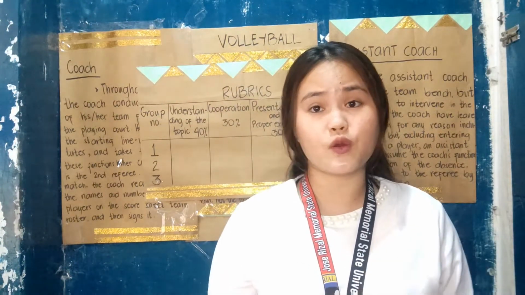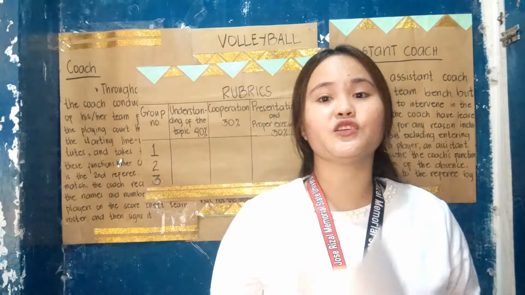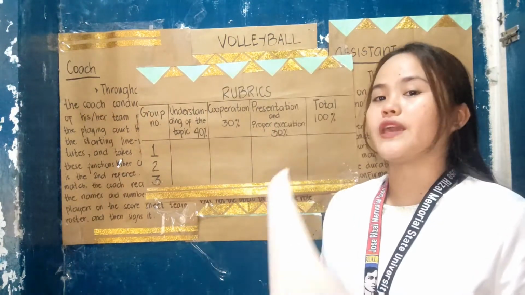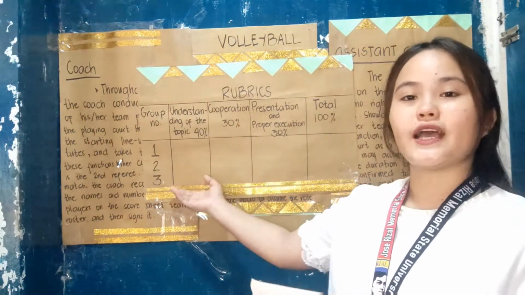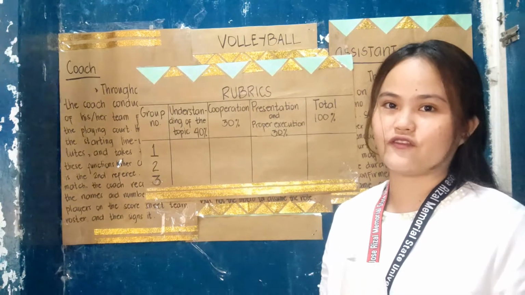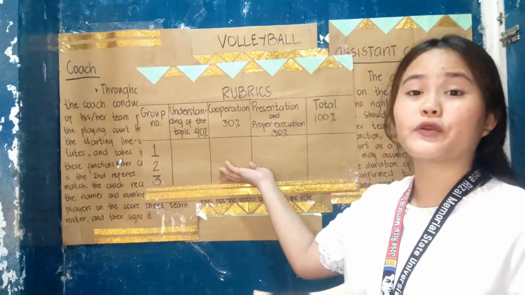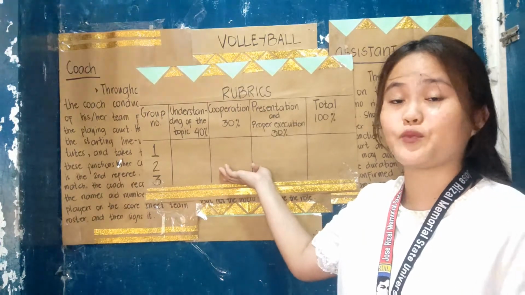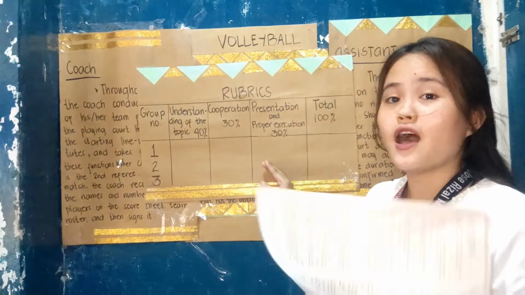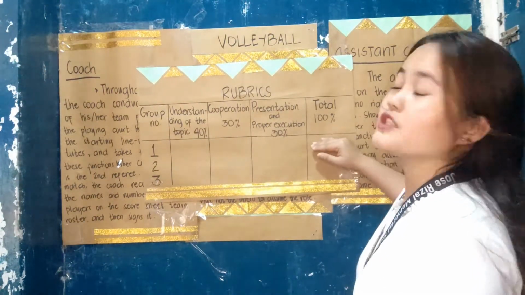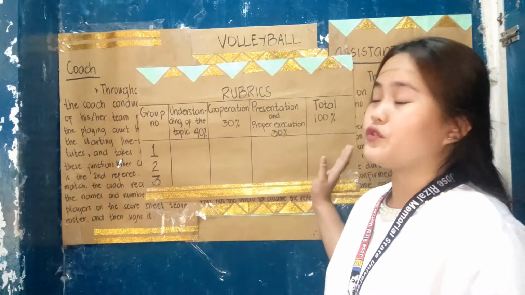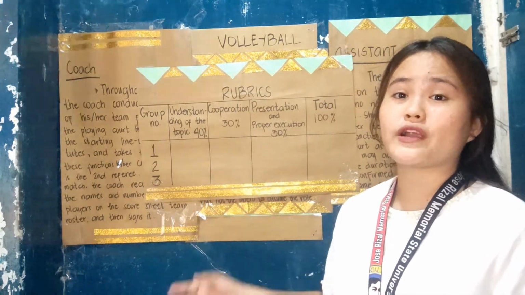Before we proceed to your activity, let us first take a look at the rubrics that will serve as your guide in doing your activity. The first rubric is understanding of the topic, which consists of 40% of your performance. Next is cooperation, which consists of 30% of your performance. And lastly, the presentation and proper execution of your performance, for a total of 100%. This will serve as your guide in doing your activity.